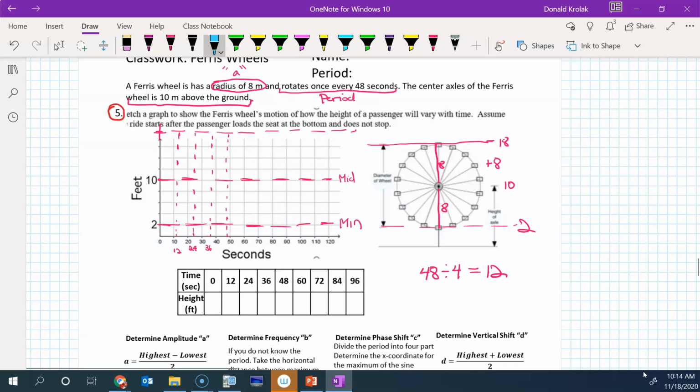All right, so we want to draw this graph. So at 0 seconds, Isaiah, what's my height? I get on down here. It's going to be 2. So 0, 2 is my first dot. Okay, 12 seconds, Jose. So I'm going, now I'm there. Yep. So at 12 seconds, 10. Okay. 24 seconds, 18.